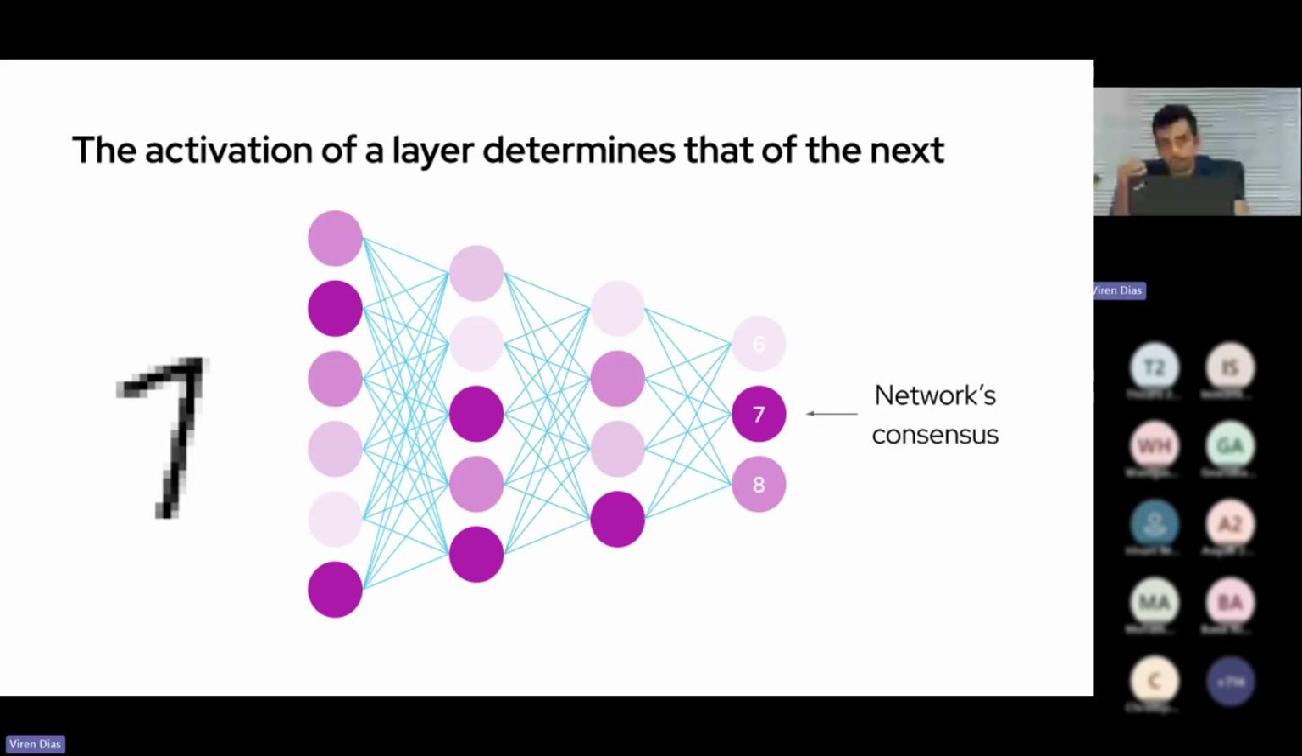The activation of each layer determines the activation of the next. And when we reach the output layer, the brightest neuron represents the network's consensus on what digit the input image corresponds to. So if we input an image with a 7, and the network is trained well, the neuron corresponding to 7 should be the brightest. Here I've just drawn 3 neurons at the end, 6, 7, and 8. And as you can see, 7 is lit up the brightest in the final layer.